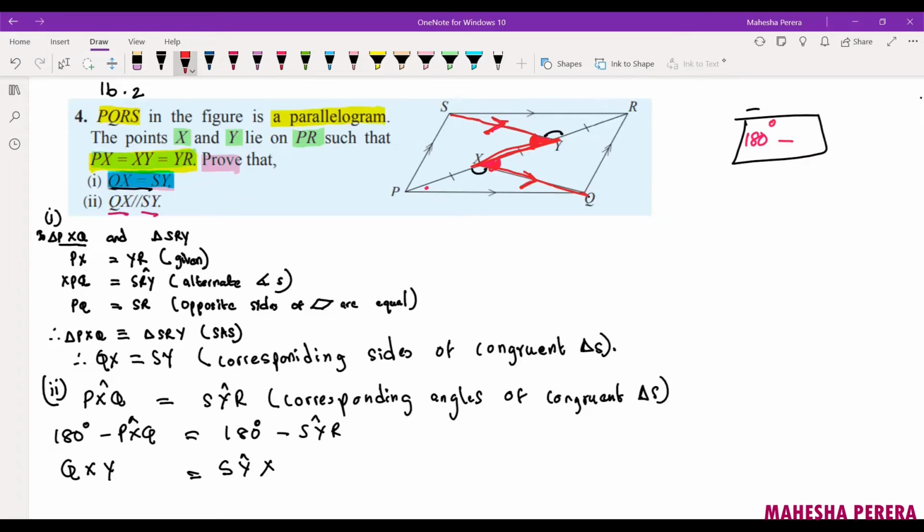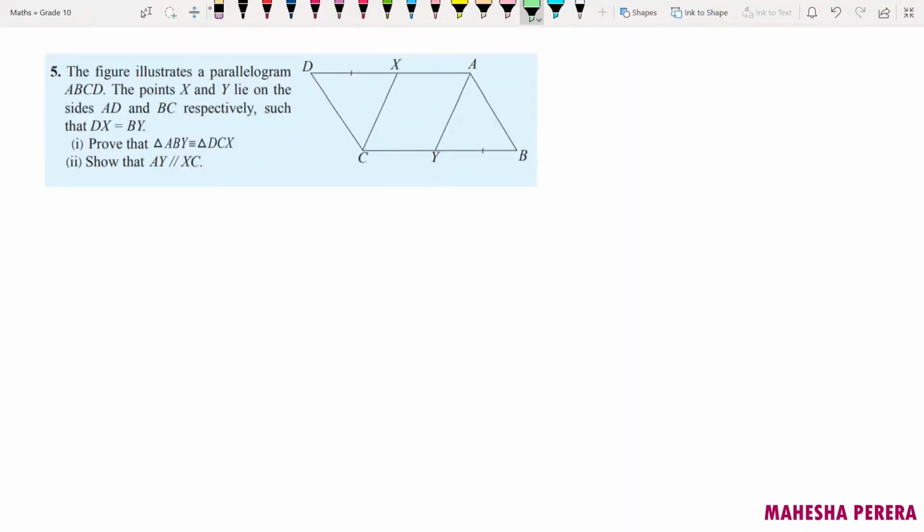Right? So we can write like this. Therefore, QX is parallel to SY, because alternate angles are equal. If alternate angles are equal, then these two lines should be parallel. Okay, that's it. Okay, now let's read the next question.